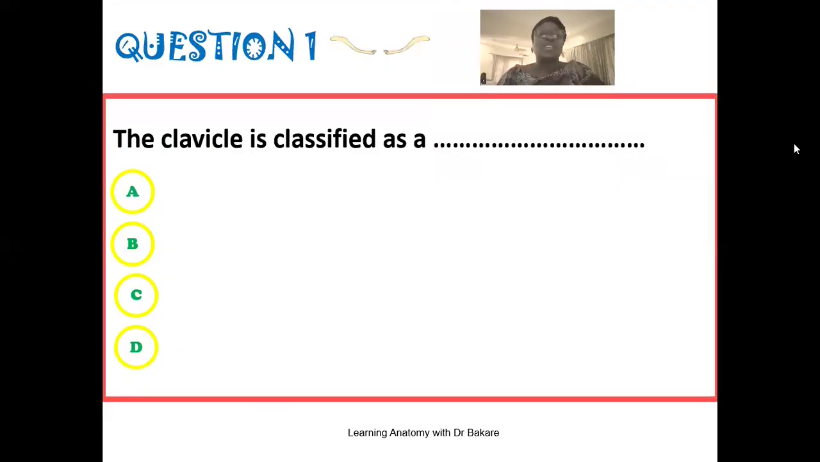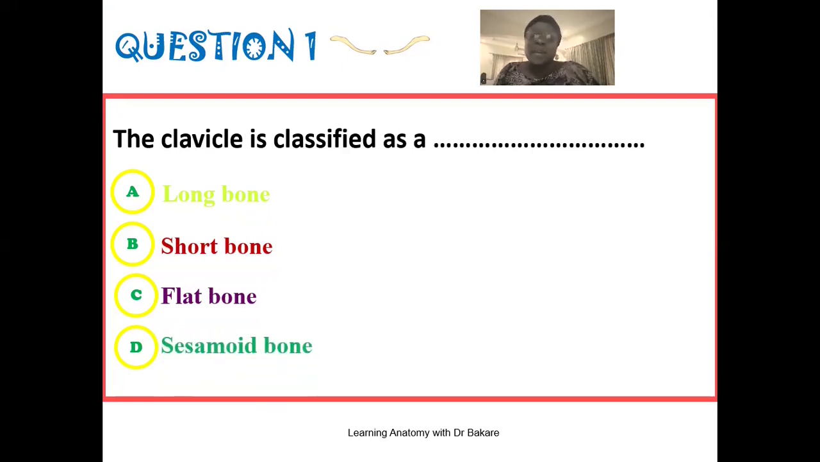The first question we'll be looking at here is: the clavicle is classified as a dash. Is it classified as a long bone? Is it classified as a short bone? Is it classified as a flat bone or a sesamoid bone? Out of all these options, the correct answer here as it relates to the classification of the clavicle is the long bone. The clavicle is a modified long bone, hence this is the correct option.